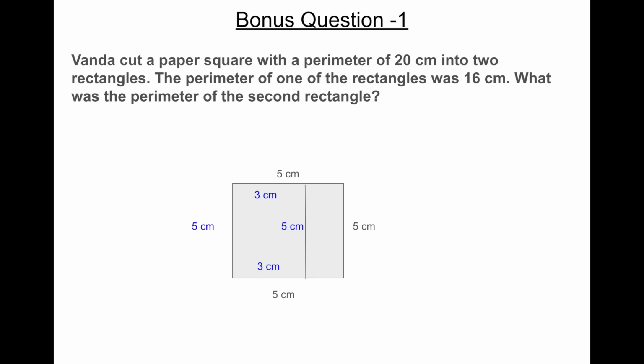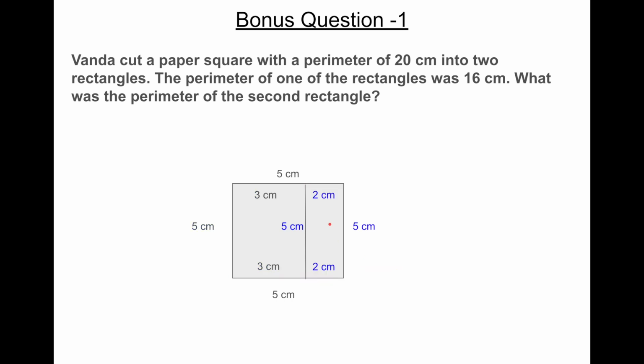But wait, we are not done yet. We still need to find the perimeter of this rectangle. We already know its two sides, but we need to find the other two sides. And how can we find that? We know the size of this side is 5 centimeter. We know this is 3 centimeter. Can we determine the size of this side? Yes, it is 5 minus 3, which gives us 2 centimeter.